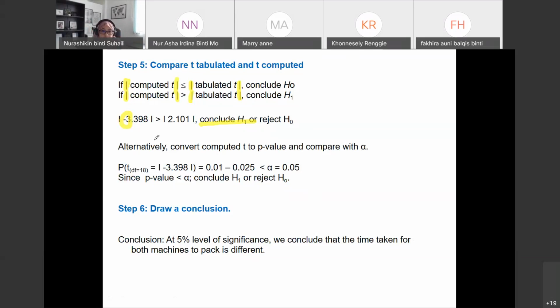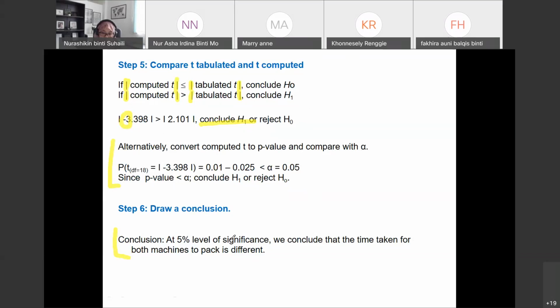So this one is the second method. If you use the p-value, you just use one method, right? It will give you the same conclusion actually, the same decision. Here you accept or conclude the alternative hypothesis. So that is the decision, not yet the conclusion. For the conclusion, you have to write a proper sentence like this.